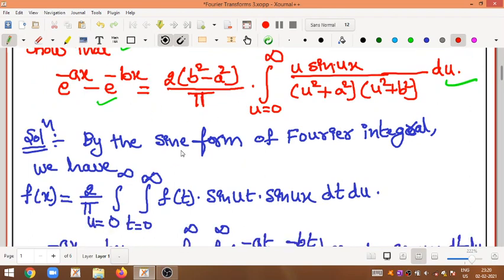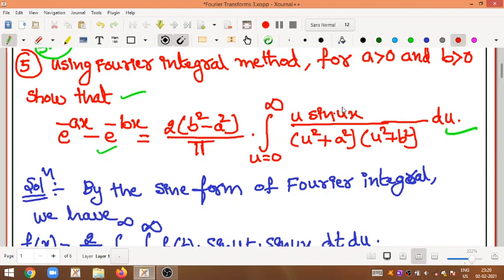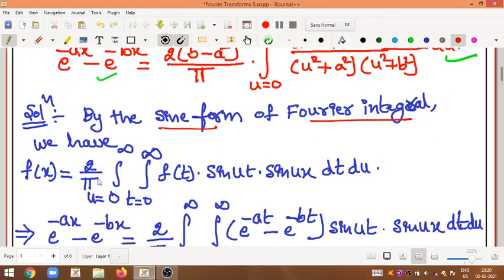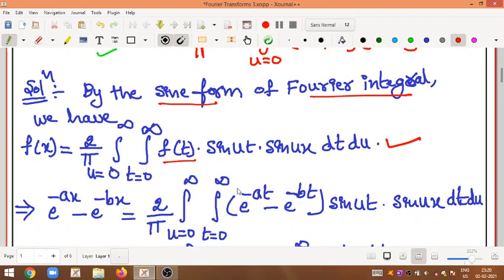What do we want here? The integral of a sine function. So we should take the sine form of the Fourier integral. By the sine form of the Fourier integral, we have f of x is equal to 2 by pi into the integral u is equal to 0 to infinity, integral t is equal to 0 to infinity, f of t into sine ut into sine ux into dt into du. This is the sine form of the Fourier integral.